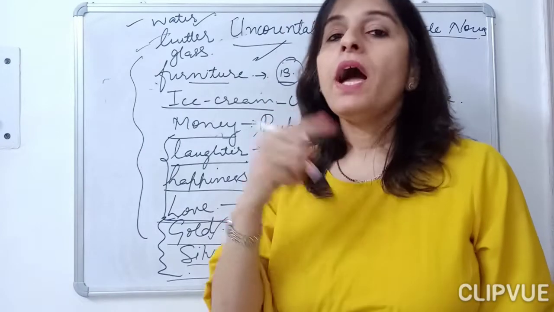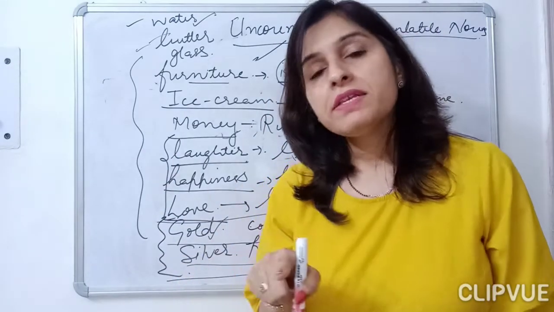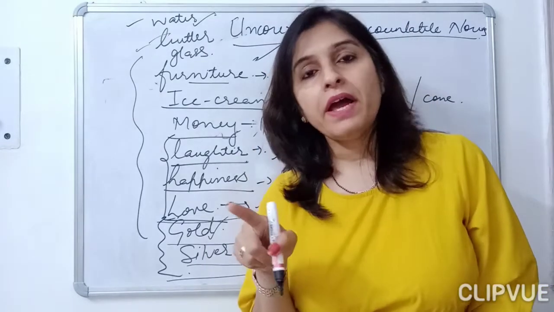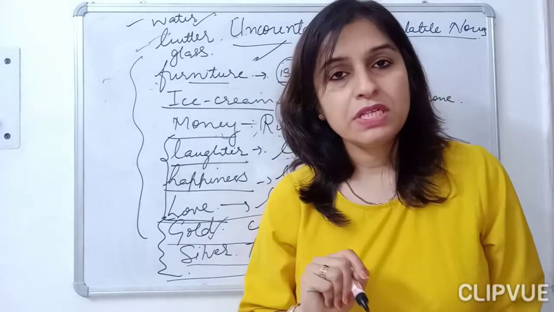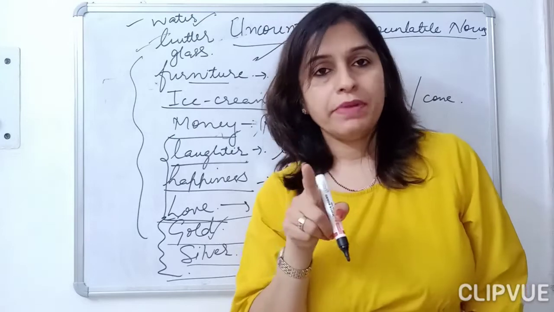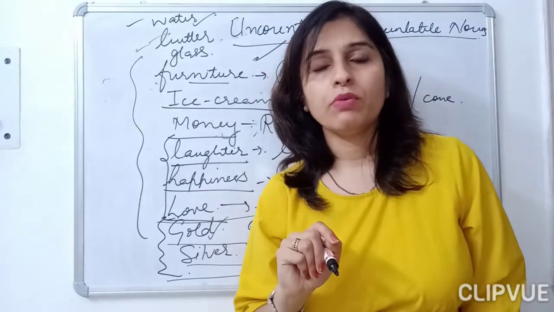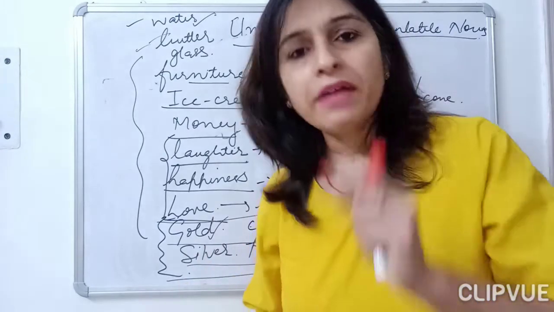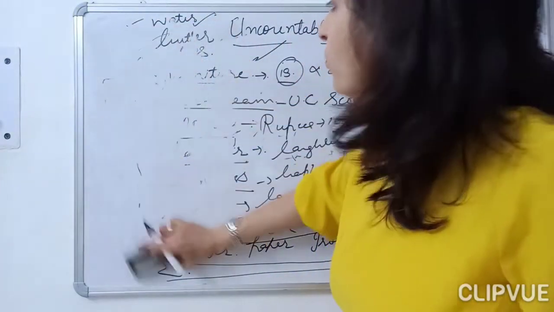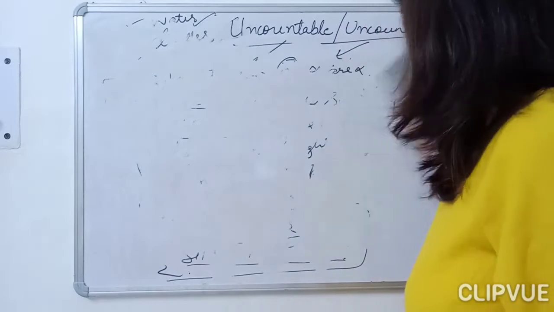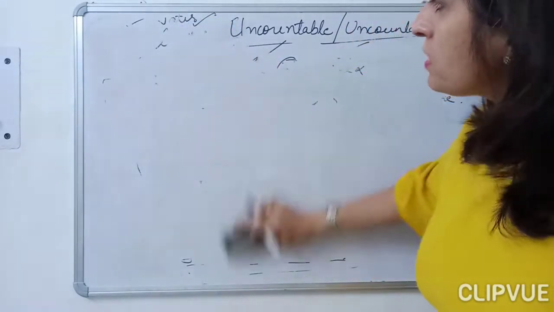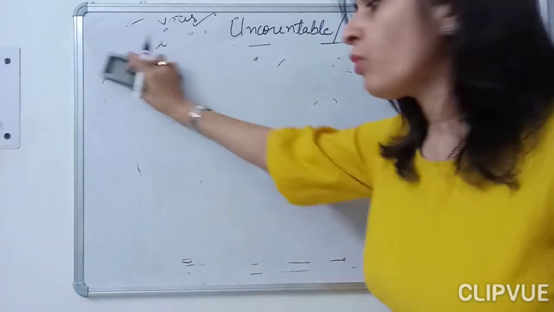Same with tea and coffee also, children. When I say, please give me tea, it becomes an uncountable noun. But when I say, please give me a cup of tea, a mug of tea, that becomes my countable noun. Same with coffee also. There are some others also, children. At times children get confused, that ma'am, water is countable, it is uncountable, what is it.